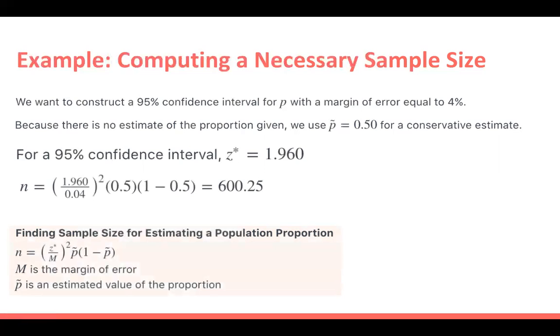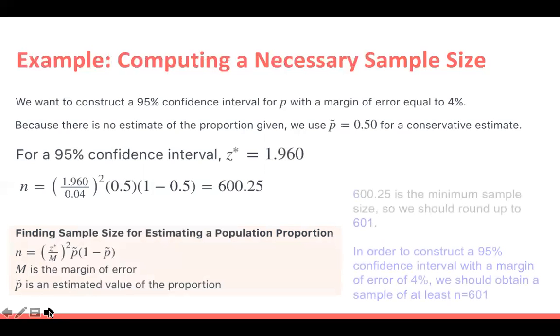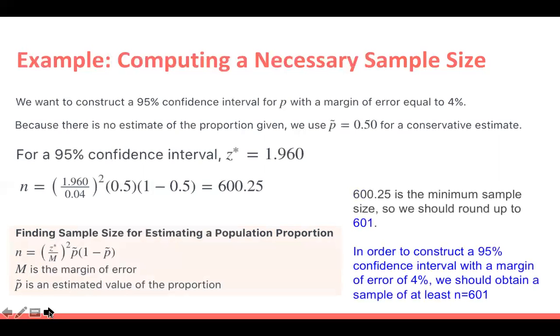So we plug in our z-star divided by the margin of error, which is 4%, convert that to a decimal is 0.04. Then we square that and multiply that by 0.5, which is our estimate of p. Then we just multiply that by 1 minus 0.5. And after multiplying that together, we get 600.25 as our sample size. So yes, 600.25 is our answer, but it's not really a realistic answer for the problem that we're given. So 600.25 is the minimum sample size.